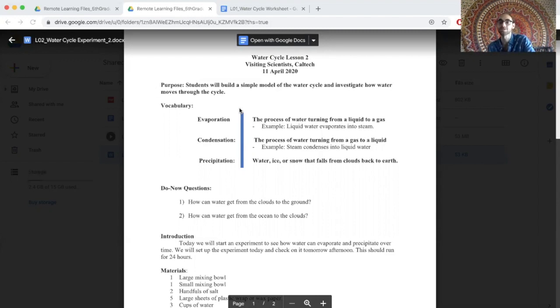And so condensation happens when warm water hits something cool. And precipitation is a term that we use a lot to describe the weather. Precipitation is water, ice, or snow that falls from clouds back to Earth. So any time that the clouds release water and rain or release snow, we call that precipitation. And it's the way that water in clouds can reach the Earth.